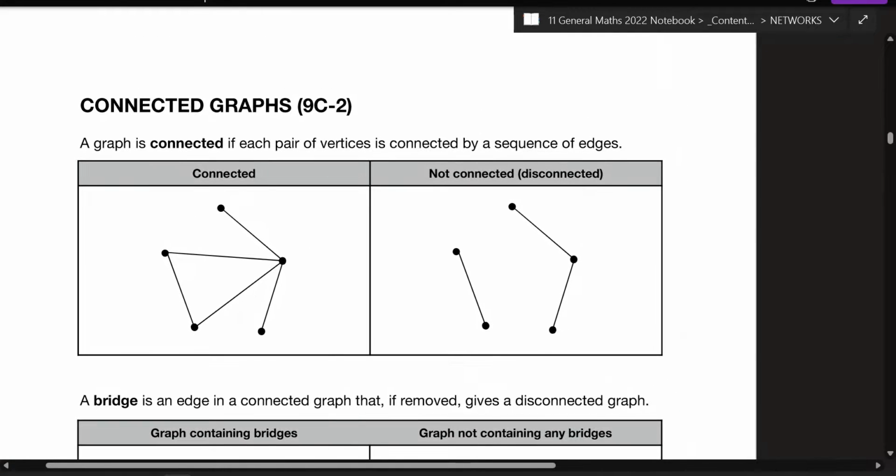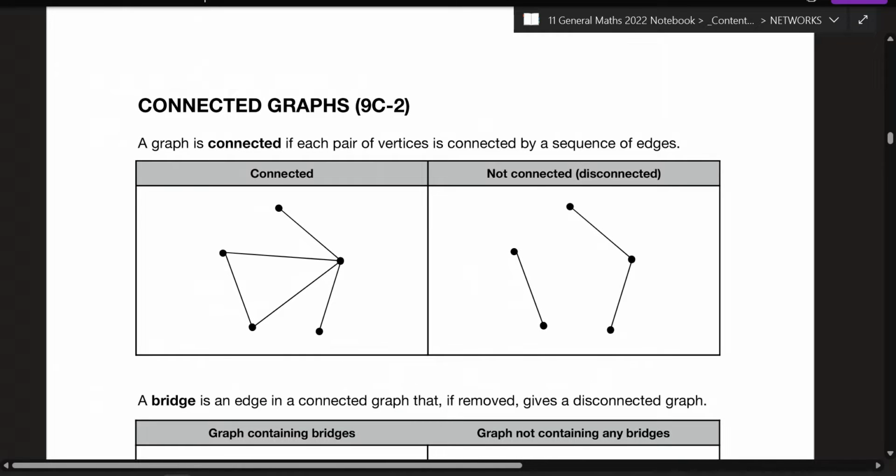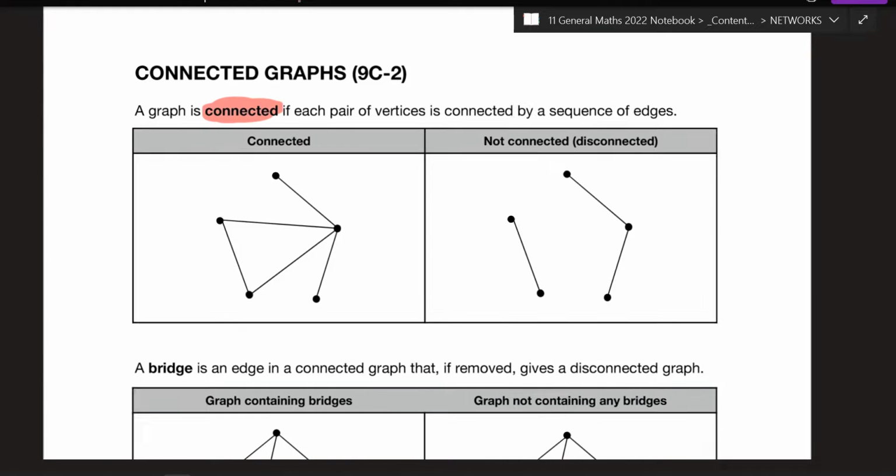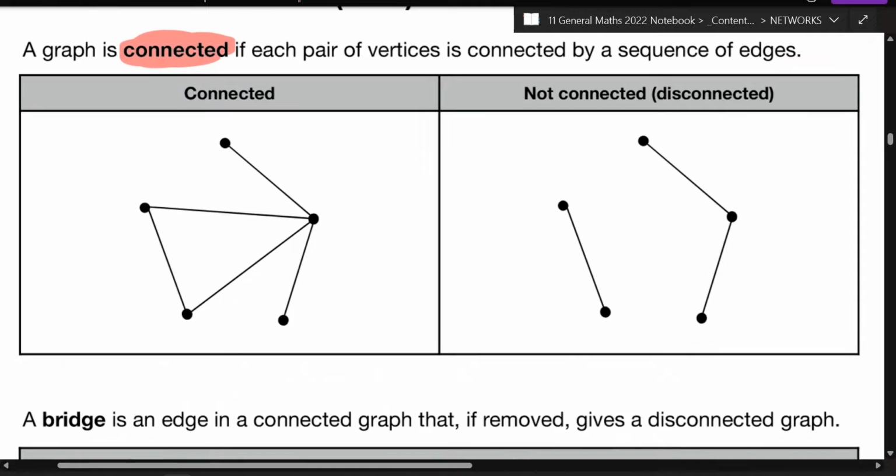Connected graphs. A graph, according to this, is connected if each pair of vertices, so there might be more than one pair, but at minimum each pair of vertices, is connected by edges. So what we're looking for is that everything has to be somewhat connected by an edge. Okay, let's look at some examples here.